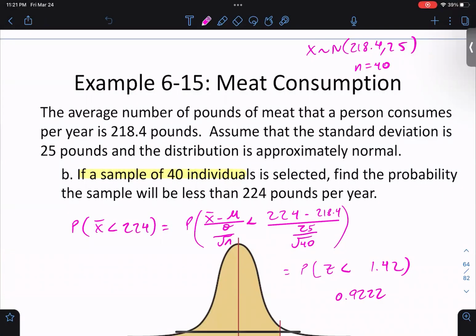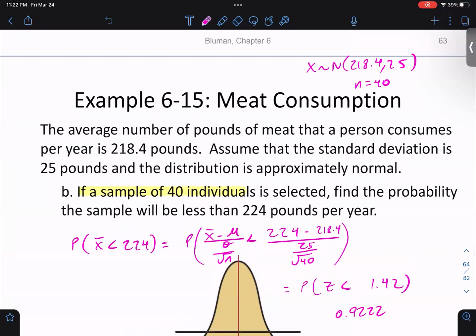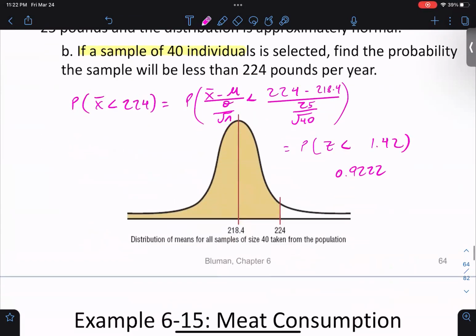So be careful when you're doing these silly things, you can make mistakes. But make sure you understand that this is the mean and this is the standard deviation. In this case, the mean was 218 and the standard deviation is 25. If these are given, then you can use the table.